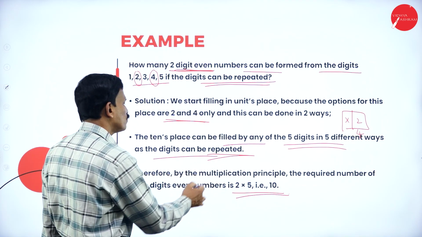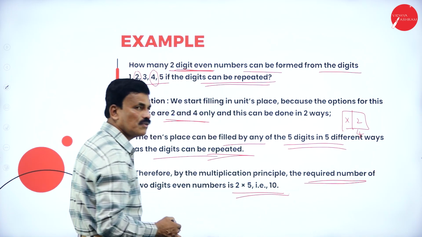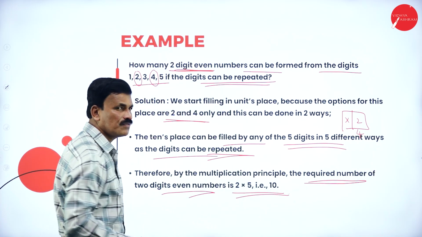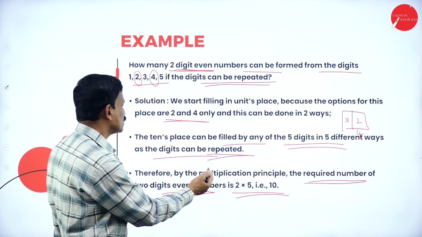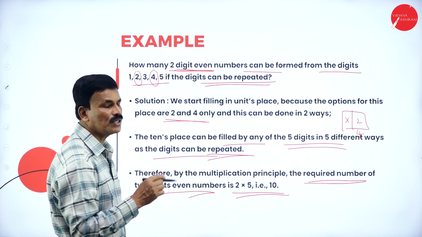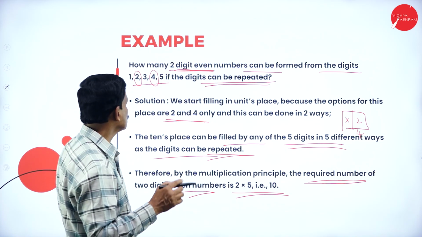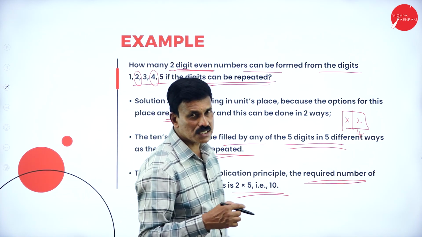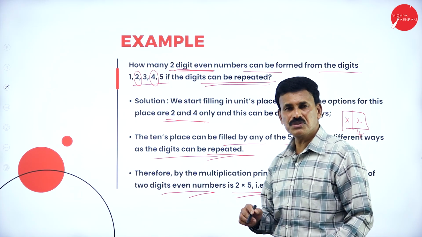So, according to the multiplicative theorem, the required number of 2-digit even numbers with the digits 1, 2, 3, 4 and 5, whenever repetition is allowed, is 2 into 5, that is equal to 10. That is it. This is known as the fundamental theorem of counting, that is, the multiplicative theorem.